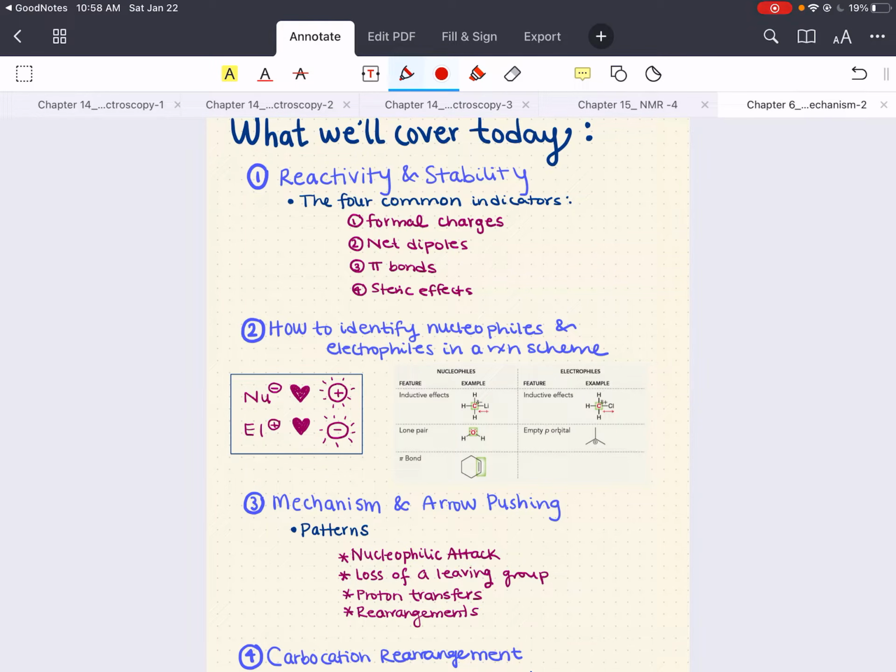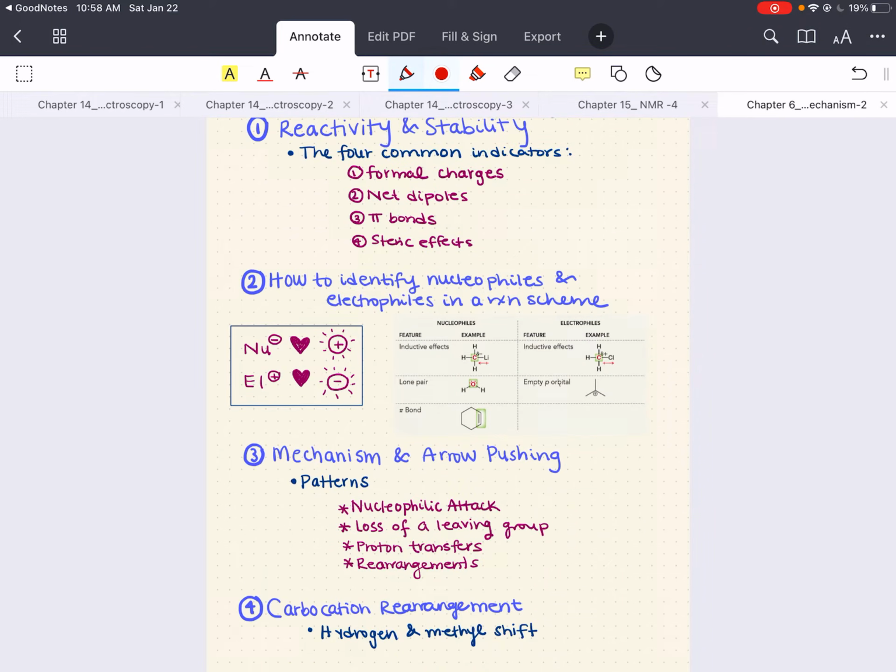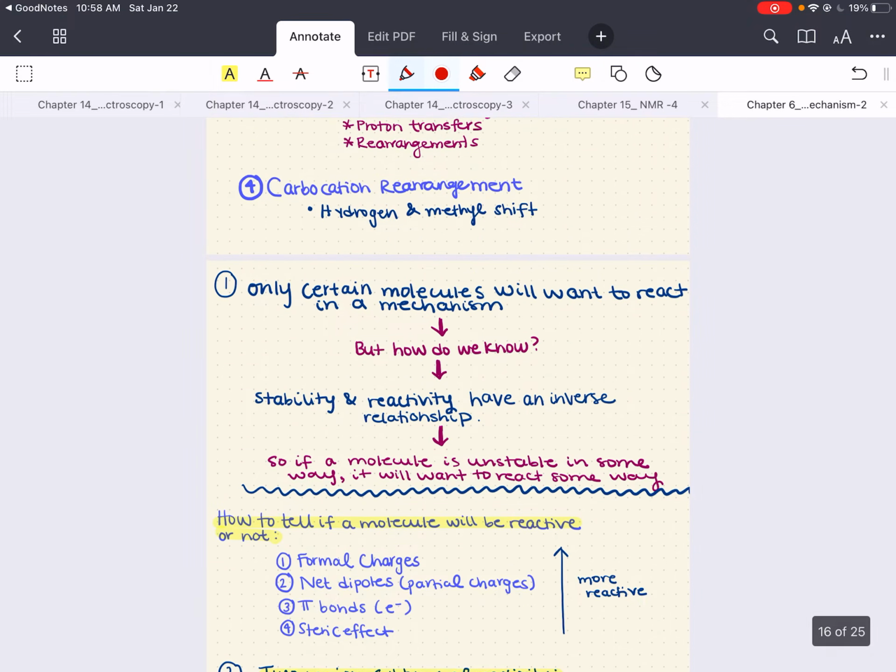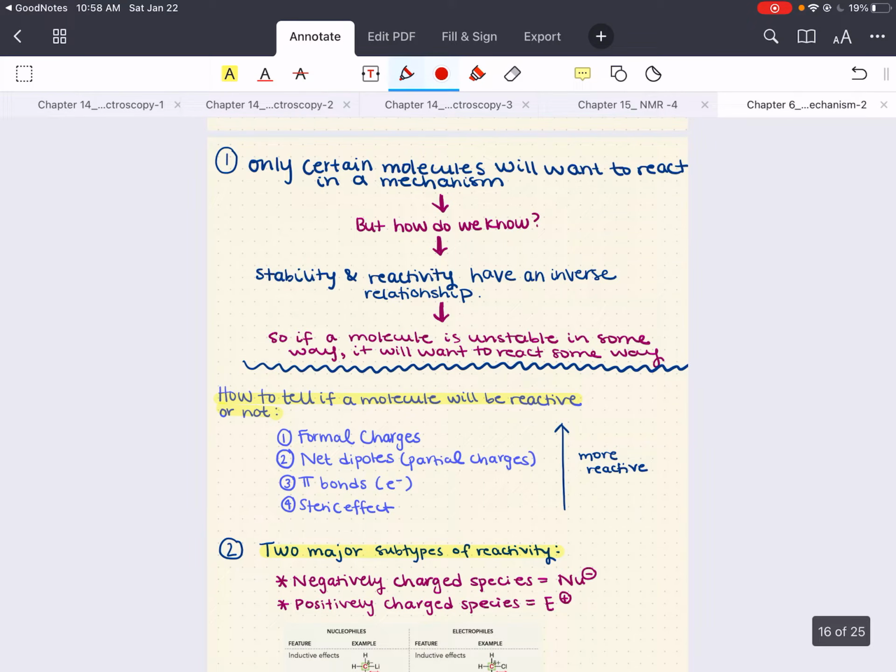And then we're actually going to learn how to draw how molecules react, and there's 4 patterns that we're going to learn: nucleophilic attack, loss of a leaving group, proton transfers, and rearrangements. We really want to spend a lot of time on that last one, rearrangements, because understanding hydride and methyl shifts in rearrangements is very important for organic chemistry. It's going to reappear a lot starting from now, so we really want to understand it fully. So now we're going to start off with that first topic, reactivity and stability.